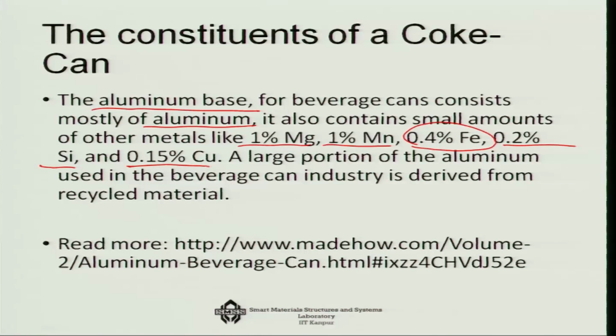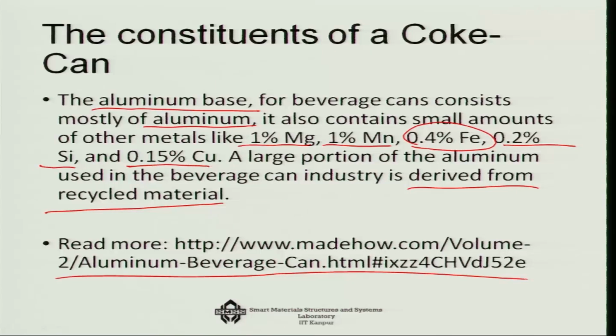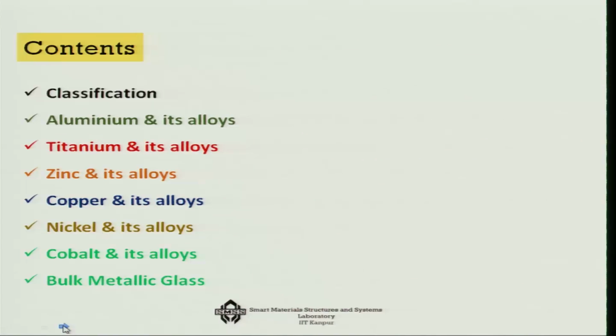One of the good things is that this aluminium alloy can be derived mostly from recycled material, which means it is a very green way of using a material. I have given a site which you can visit to know more about how this type of Coke can is made.